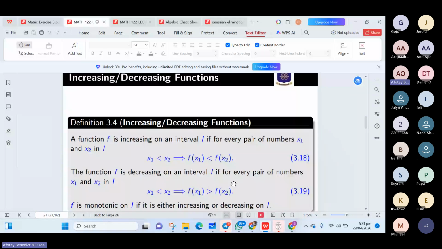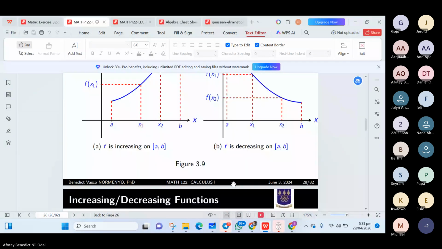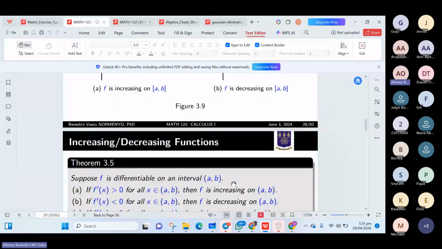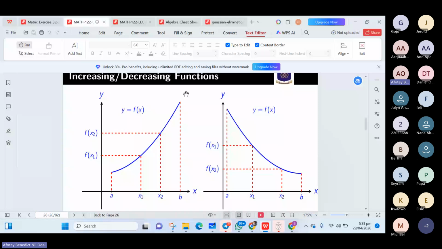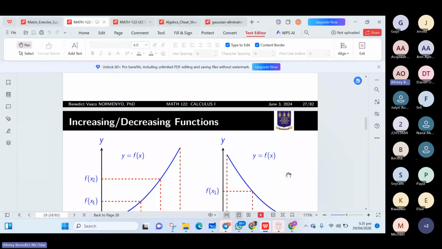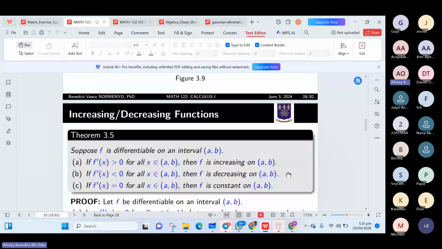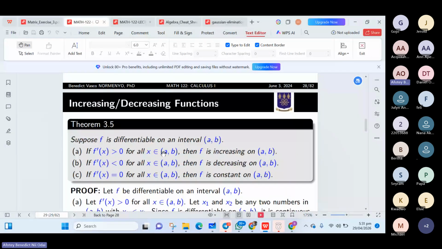Now, increasing and decreasing functions. A function is increasing if it's basically going up and decreasing if it's coming down. The definition doesn't make sense. Yeah, this is my own definition. Please don't go and write this. This is the definition for increasing and decreasing functions.